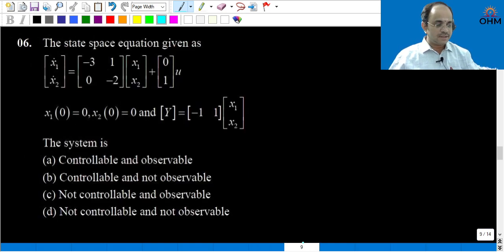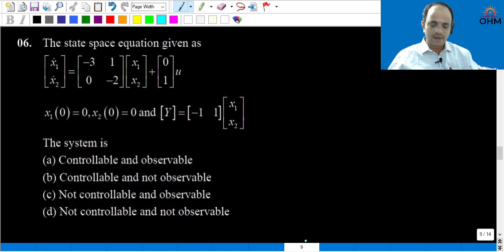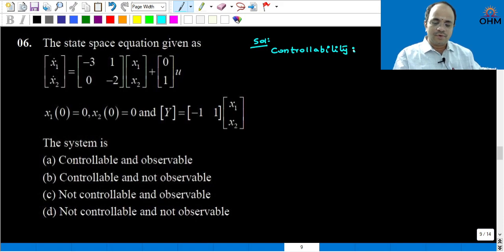Next, question number 6. Here one state space model is given. By seeing the options, we need to find out whether the given system is controllable and observable, right? So, first let us find out about controllability. To find controllability, what you have to do, you should define controllability matrix. Let me call it C suffix M. This is controllability matrix.